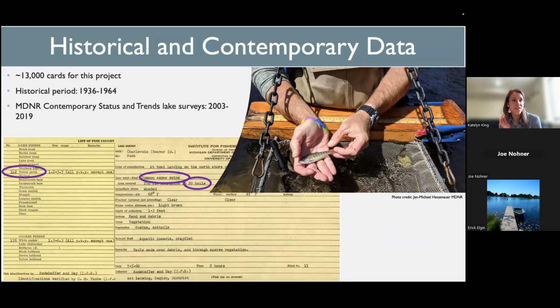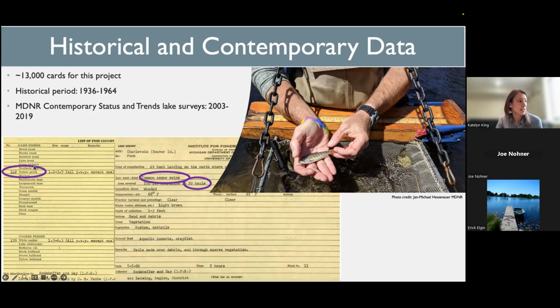So for this specific project and looking at the largemouth bass, I ended up using around 13,000 cards and data from these cards. The data that I was able to get ranged from 1936 to 1964. And I have an example of the cards here.